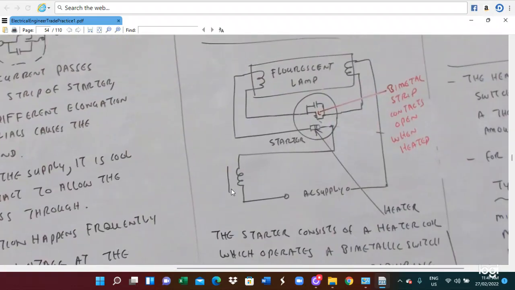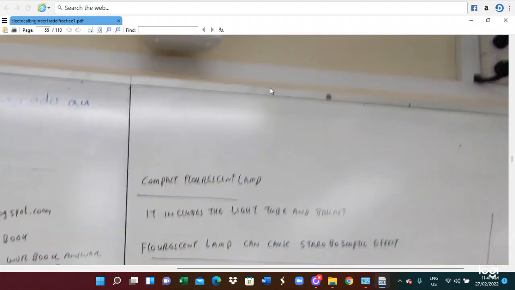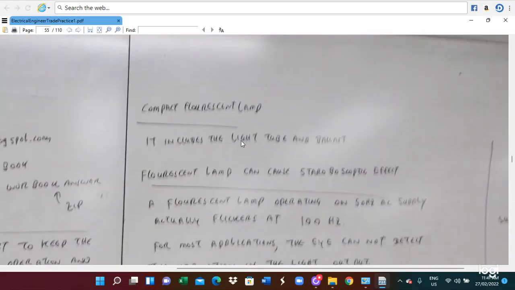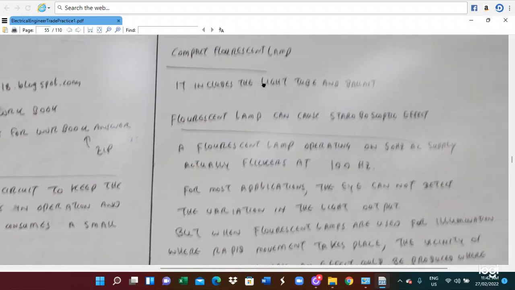So the switching function of this starter switch can increase the voltage across the electrodes. When the voltage across the electrodes is high, it can eject the electrons. Those electrons will flow out and interact with the gas, and the light will come out. So this is the fluorescent light connection. So we have the fluorescent lamp and the compact fluorescent light. It includes the lamp, fuel, and ballast also.